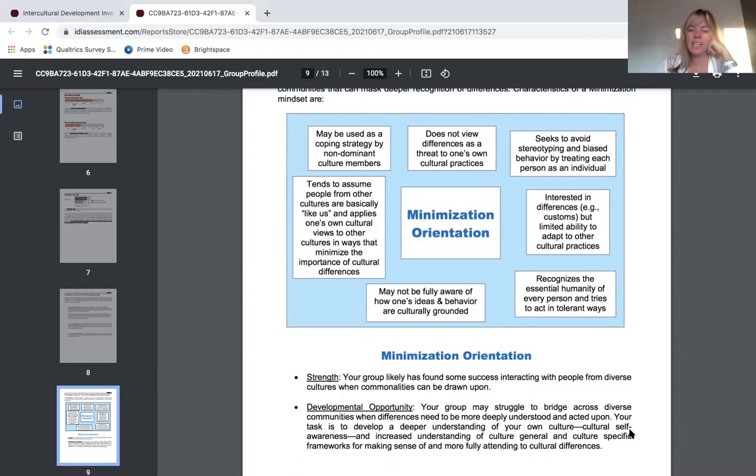Our strength is that we can work really well with other cultures when we can find these commonalities. But in terms of our development, we might struggle in trying to bridge across diverse communities, and that's where we want to work towards.